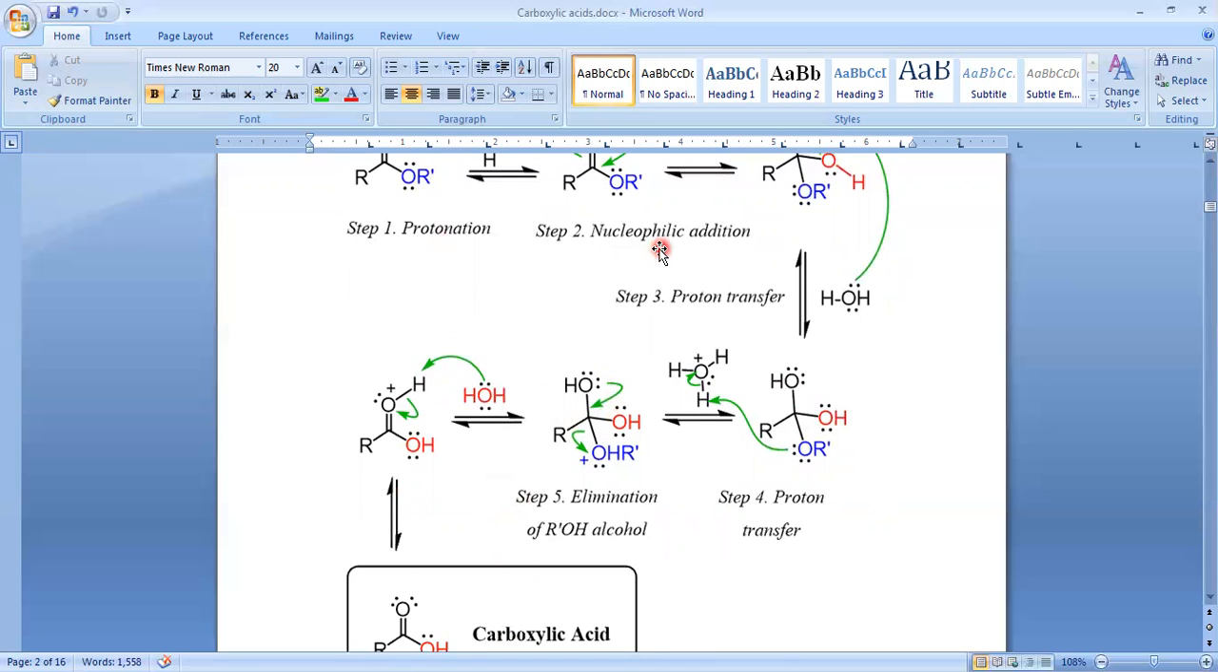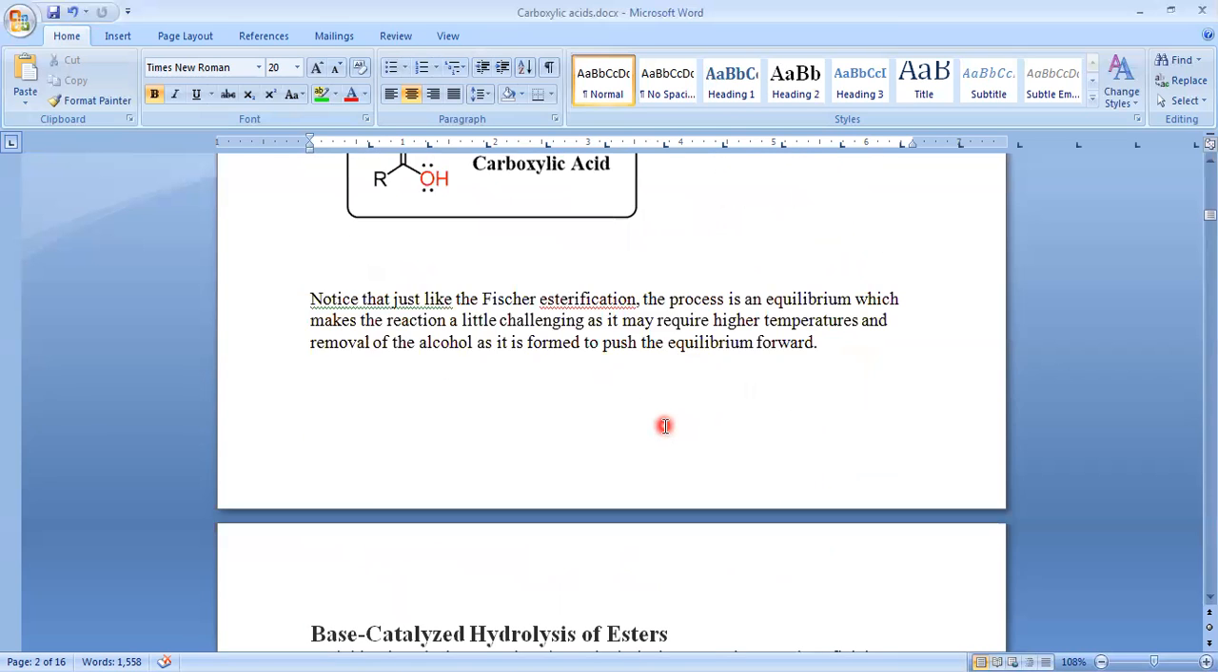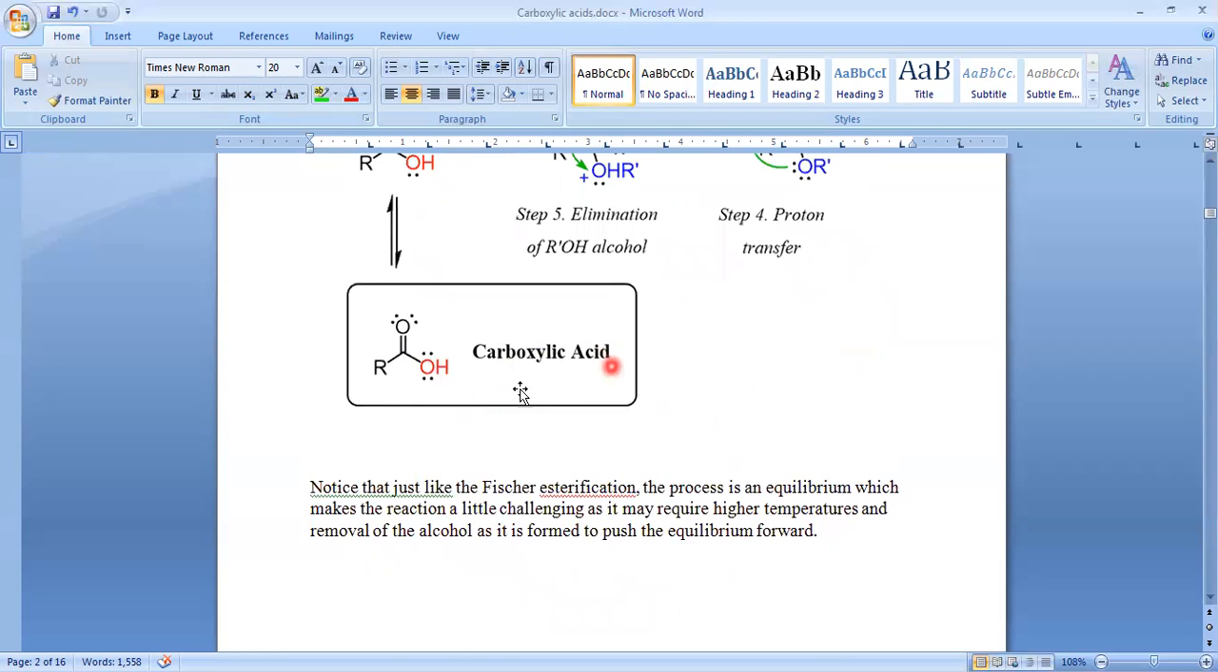So the first step is protonation. Second step, nucleophilic addition. Third step, transfer of proton. Fourth step, proton transfer again. Fifth step, elimination of the alcohol molecule. And sixth step, deprotonation. So this is the mechanism of acidic hydrolysis of ester. It is one of the very important questions we can expect in the examination: write the mechanism of acidic hydrolysis of ester. Okay, and next one, basic hydrolysis of ester. Here, this is complete esterification. This esterification is also known as Fischer esterification.